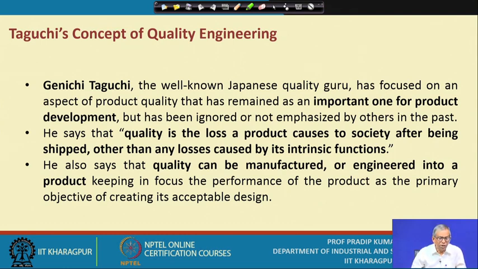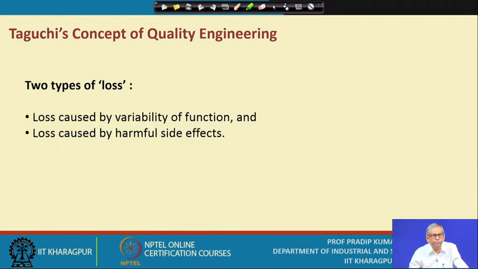Now, he says that quality can be manufactured or engineered into a product, and that is why he refers to this concept as quality engineering. So, keeping in focus the performance of the product as the primary objective of creating an acceptable design. So, the design means what? Means you create a design so that the performance of the product is guaranteed.